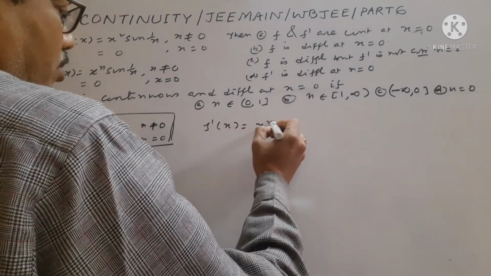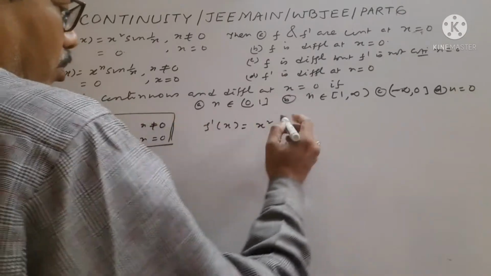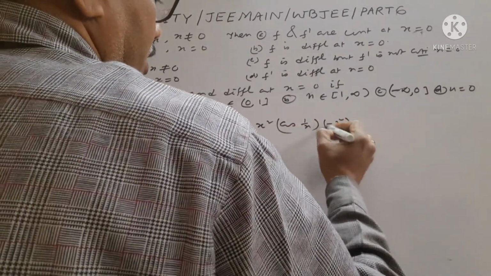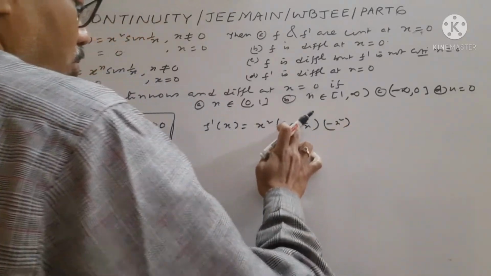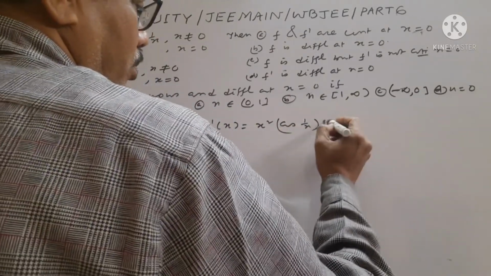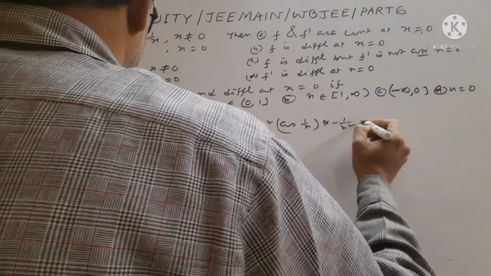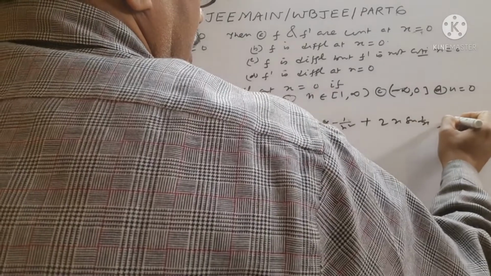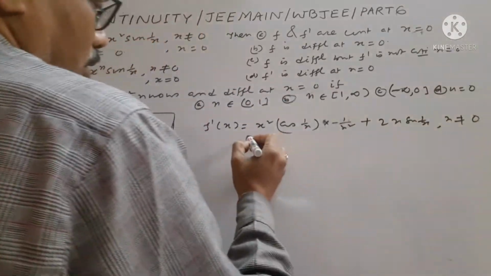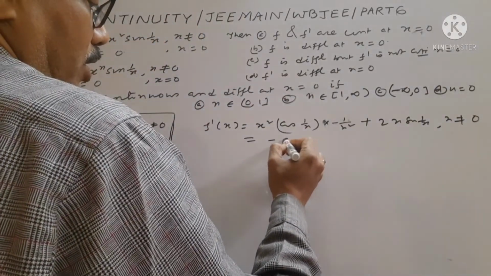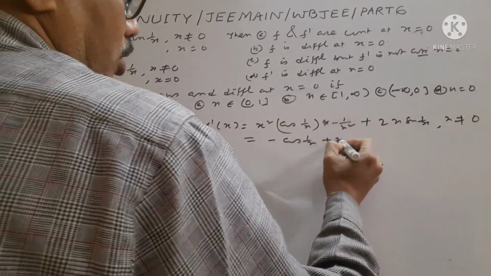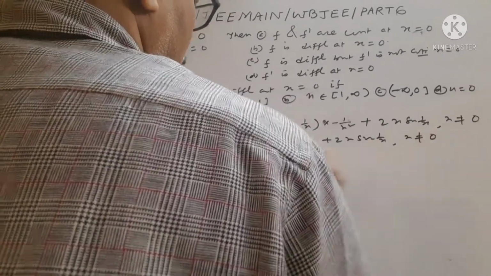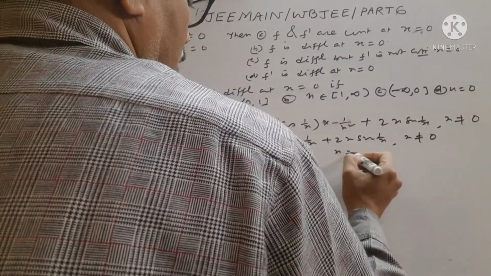f'(x) = x² times the derivative of sin(1/x), which is cos(1/x) into minus 1/x², plus 2x sin(1/x), for x ≠ 0. So actually it is minus cos(1/x) + 2x sin(1/x) for x ≠ 0, and 0 for x = 0.